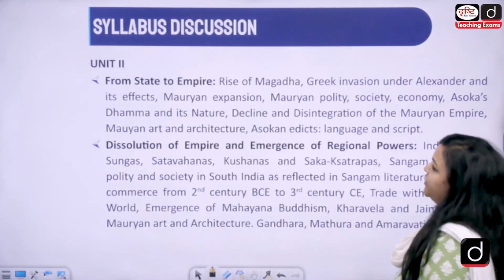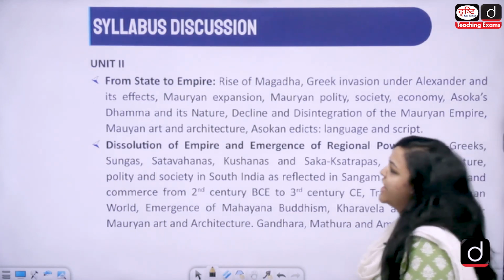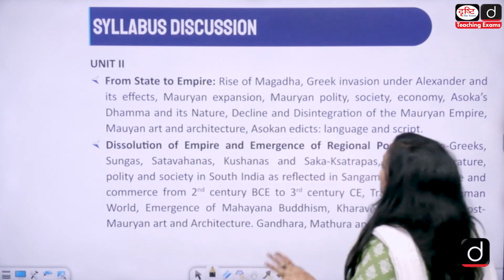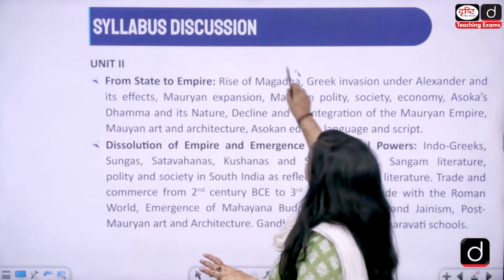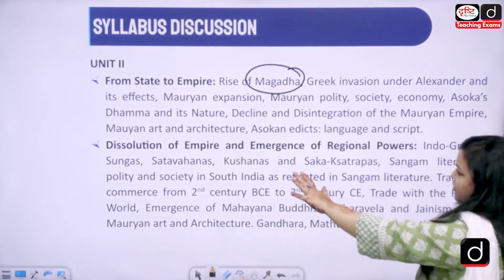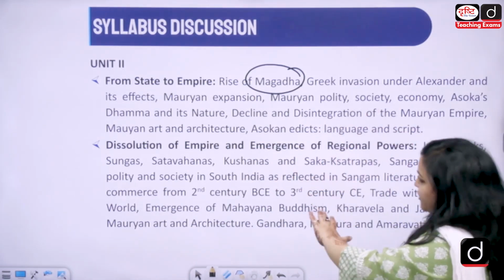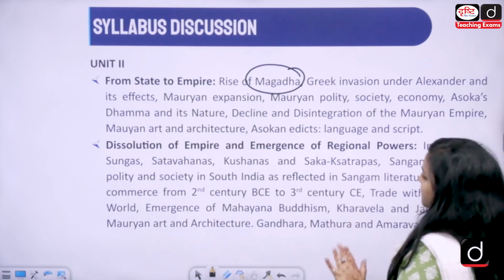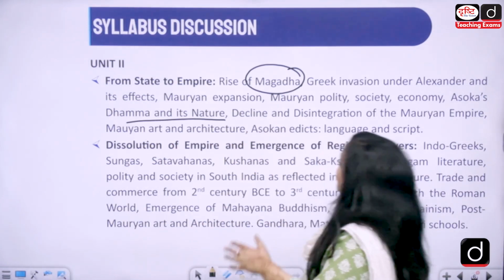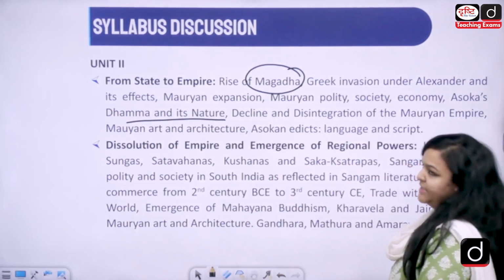Then we move on to Unit 2. So after we have done the establishment of Mahajanpadas, we will then focus on a particular Mahajanpada, which is Magadha. Then we will see how the Greek invasion affected it, the expansion, the polity, society, economy, particularly Ashoka's Dhamma and its nature, decline, and then the disintegration.